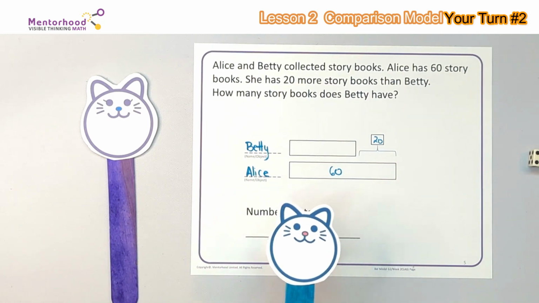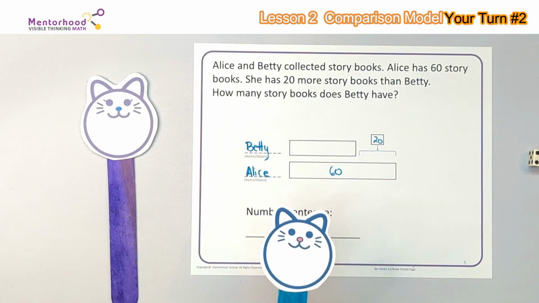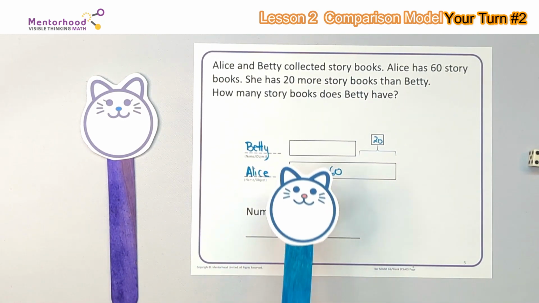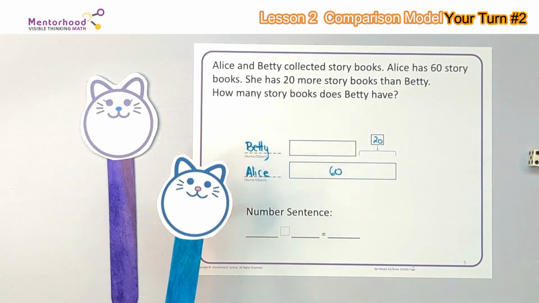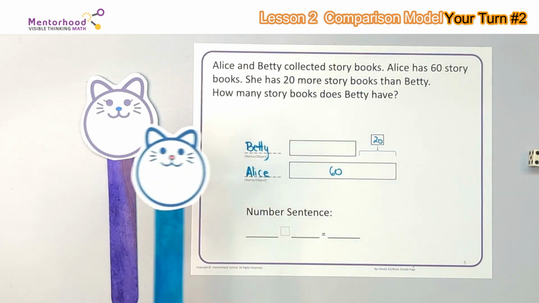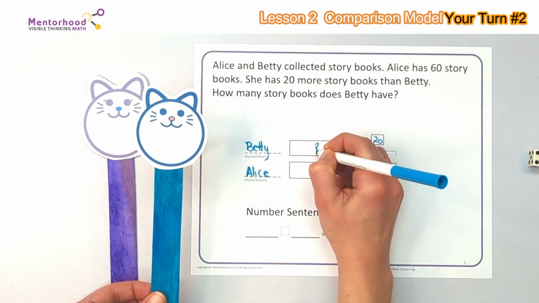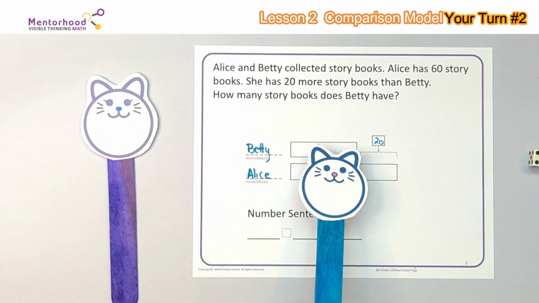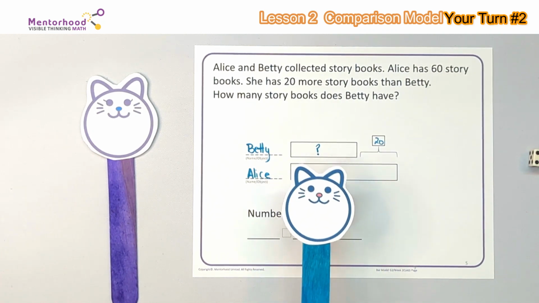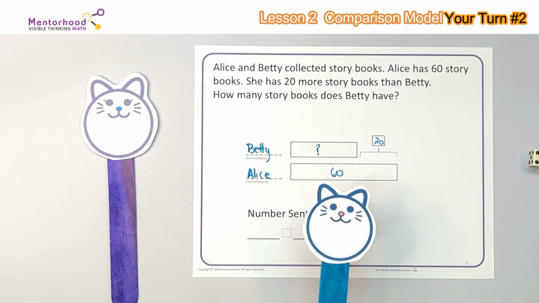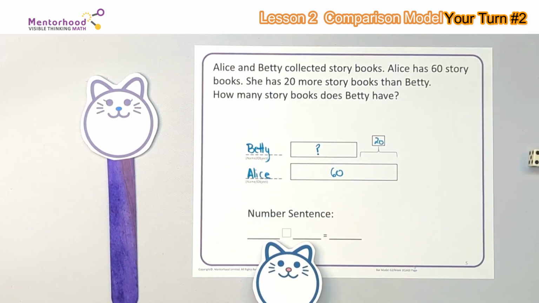Okay, now I've got to figure out what my number sentence is. How many storybooks does Betty have? So I must be looking for Betty's box. And her box is smaller than Alice's box. So that means I'm looking for a smaller number. And in order to get a smaller number, I'm going to have to subtract. Let's put subtraction in my number sentence.